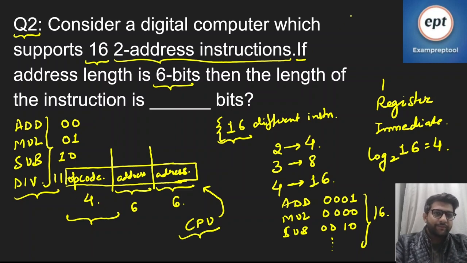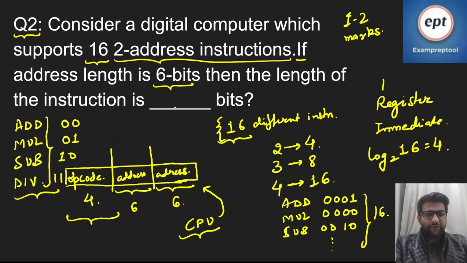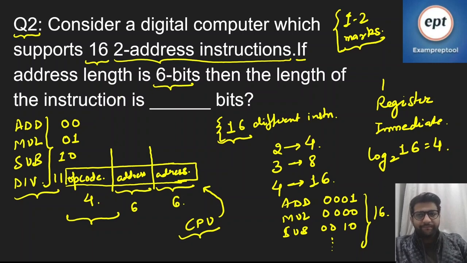Usually around 1 to 2 marks of questions are generally present in the GATE exam from this concept of either instructions or addressing modes, right? And these types of questions are very easy to solve. So you do not want to miss these marks if you want to improve your rank, right? Just try to revise this concept.